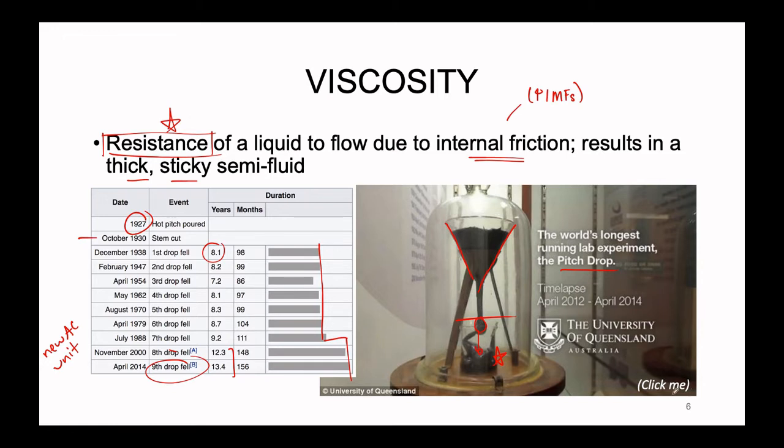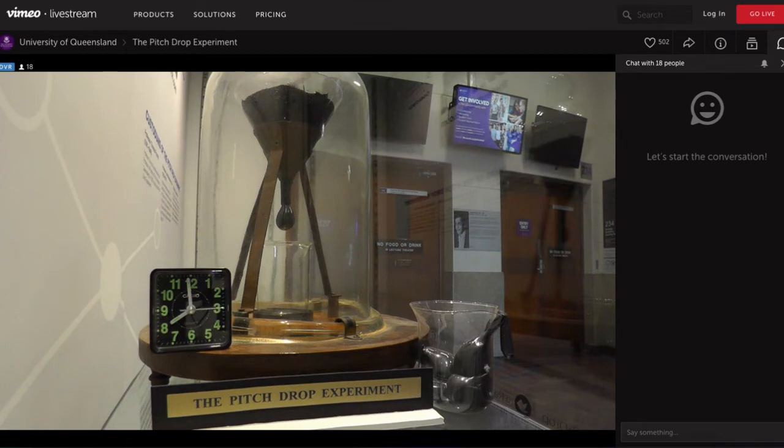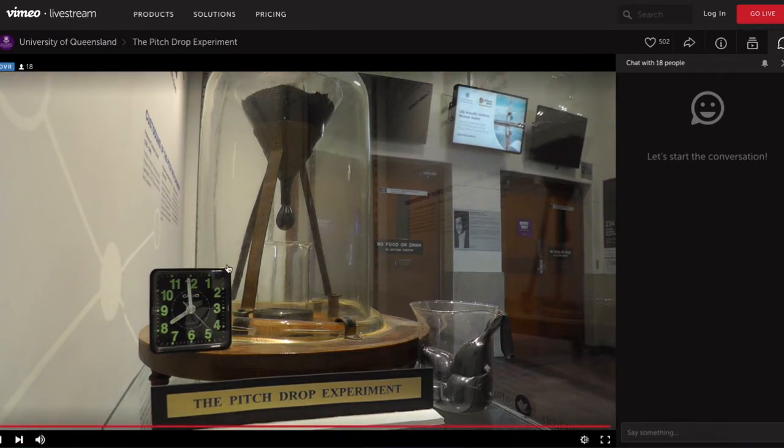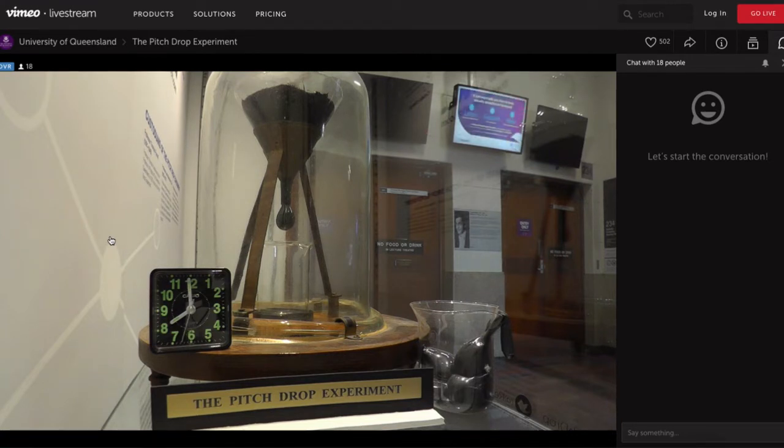So I have a little click me down here. I've already pulled up the web page, and here it is. You should be able to see a screen capture right now of my Google Chrome page, and we can see, if we're paying attention to this clock down here, the clock is running. This is an active live stream. It looks like it's apparently 8 a.m. currently in Queensland, Australia, where I'm filming this, and the pitch drop is forming.